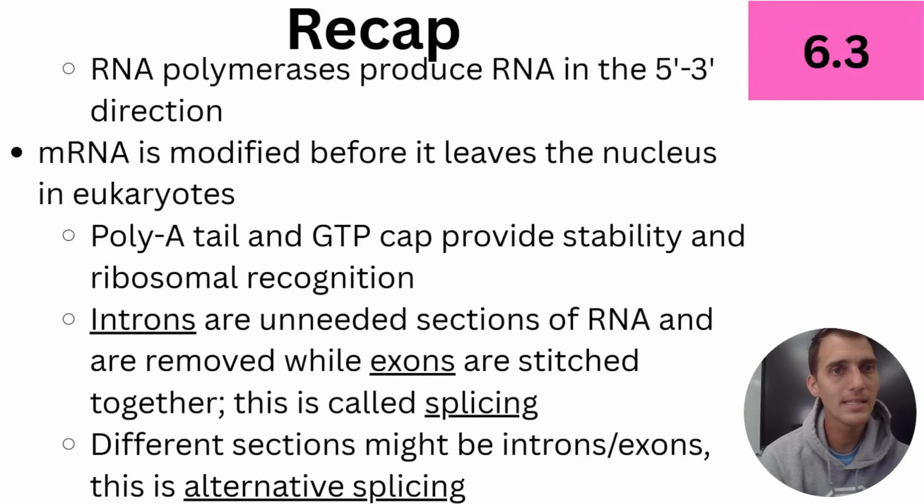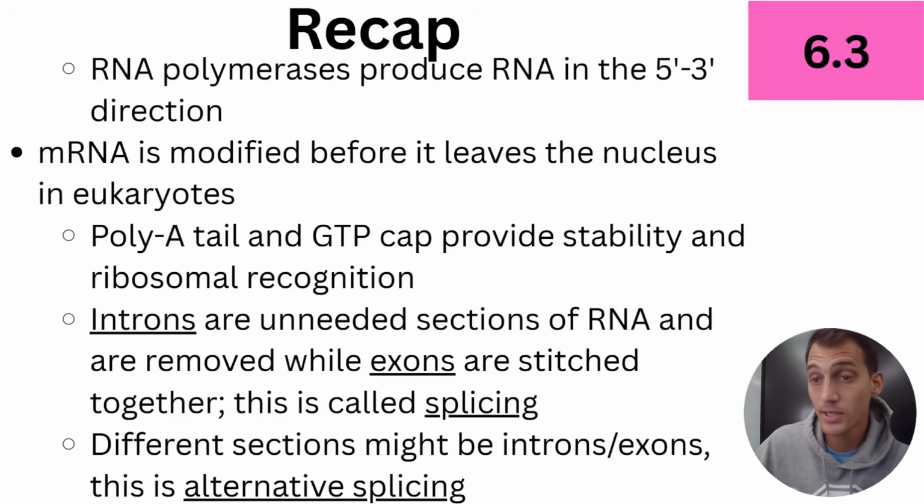Last couple things here. RNA polymerases only produce RNA in the 5' to 3' direction, very much like DNA polymerase. But instead of going in two directions, we're just making one strand of RNA, so we don't really have to worry about all that. But before the mRNA is sent to the ribosome to start making that protein, it has to be modified before it leaves the nucleus. And of course, this is just in eukaryotes, because prokaryotes don't have a nucleus.